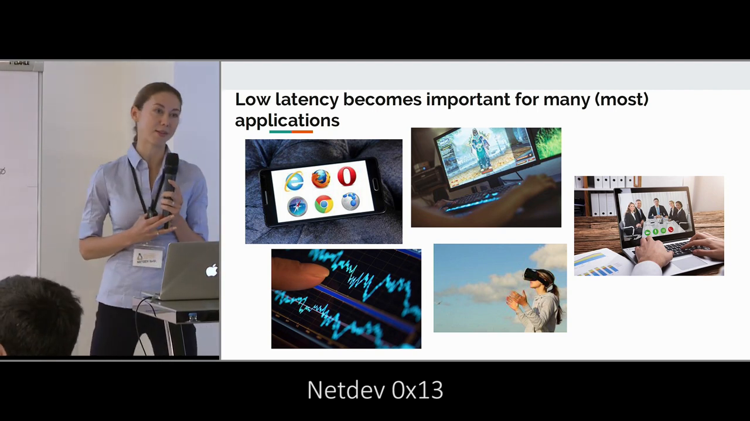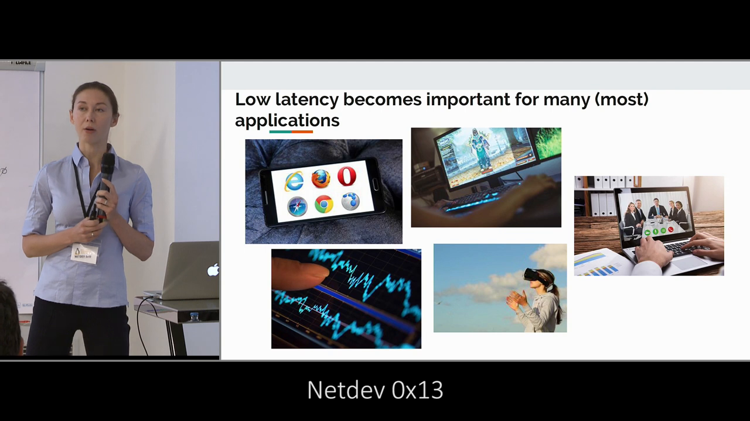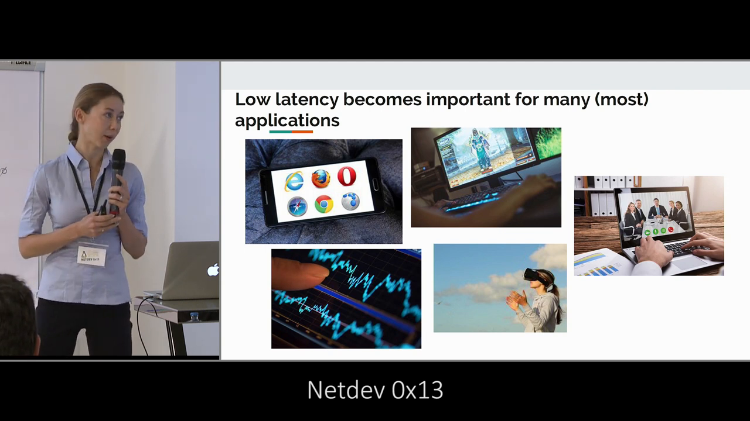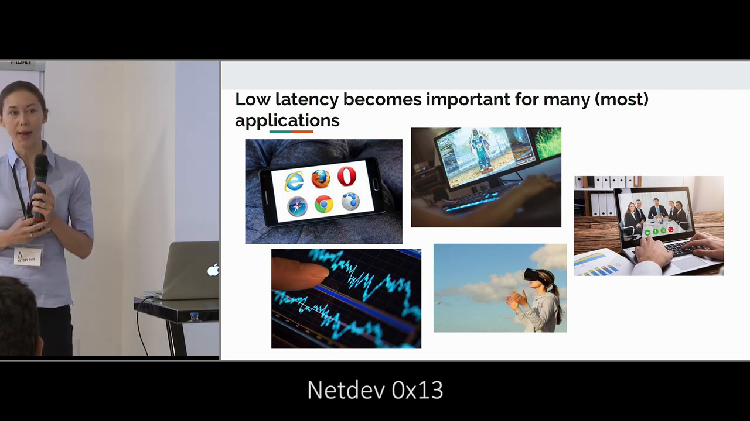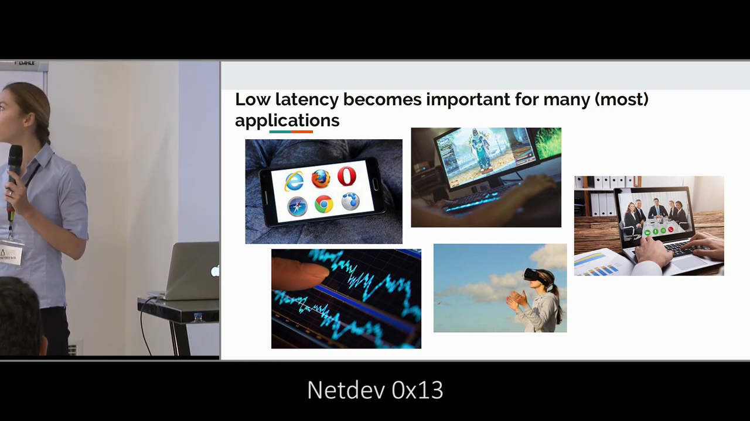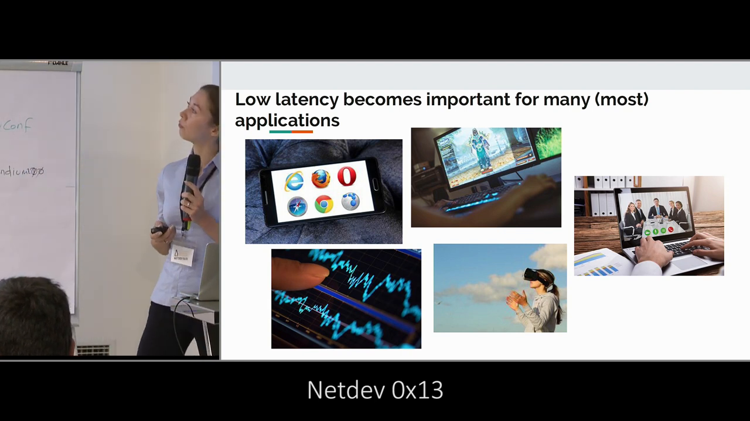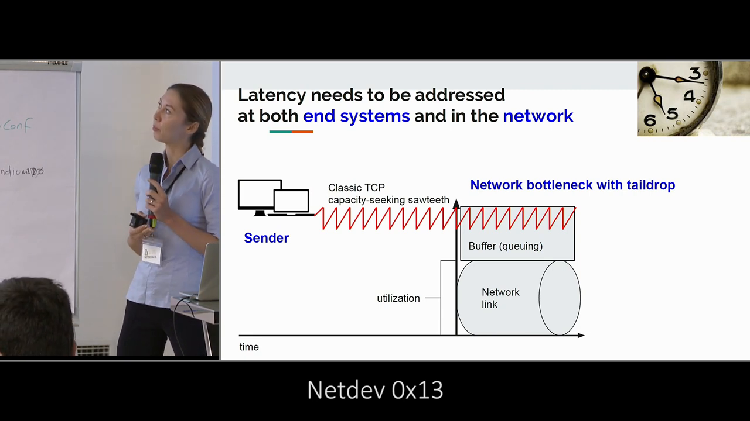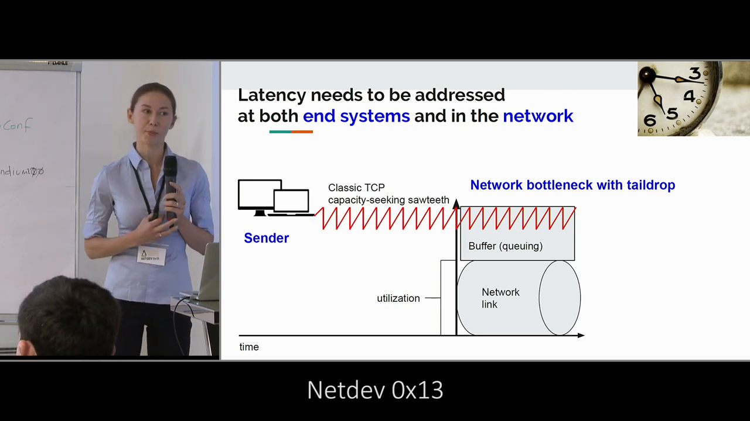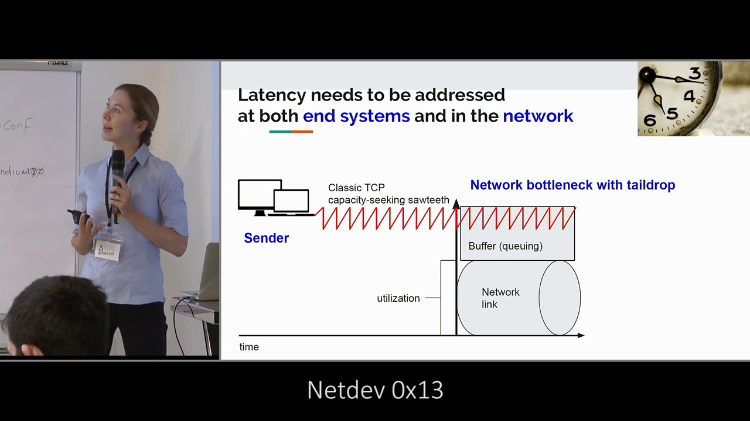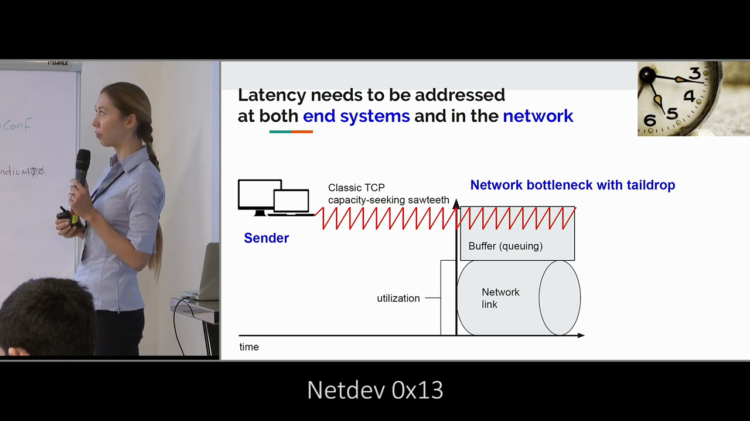But with the latest advances in graphics for the same applications and the increased popularity of video streaming and virtual reality applications, we can say now that interactive low latency applications require not only low latency, but also high throughput. For a while, it was believed that low latency and high throughput are not achievable at the same time. Latency is a very complex problem that needs to be addressed at both end systems and in the network.